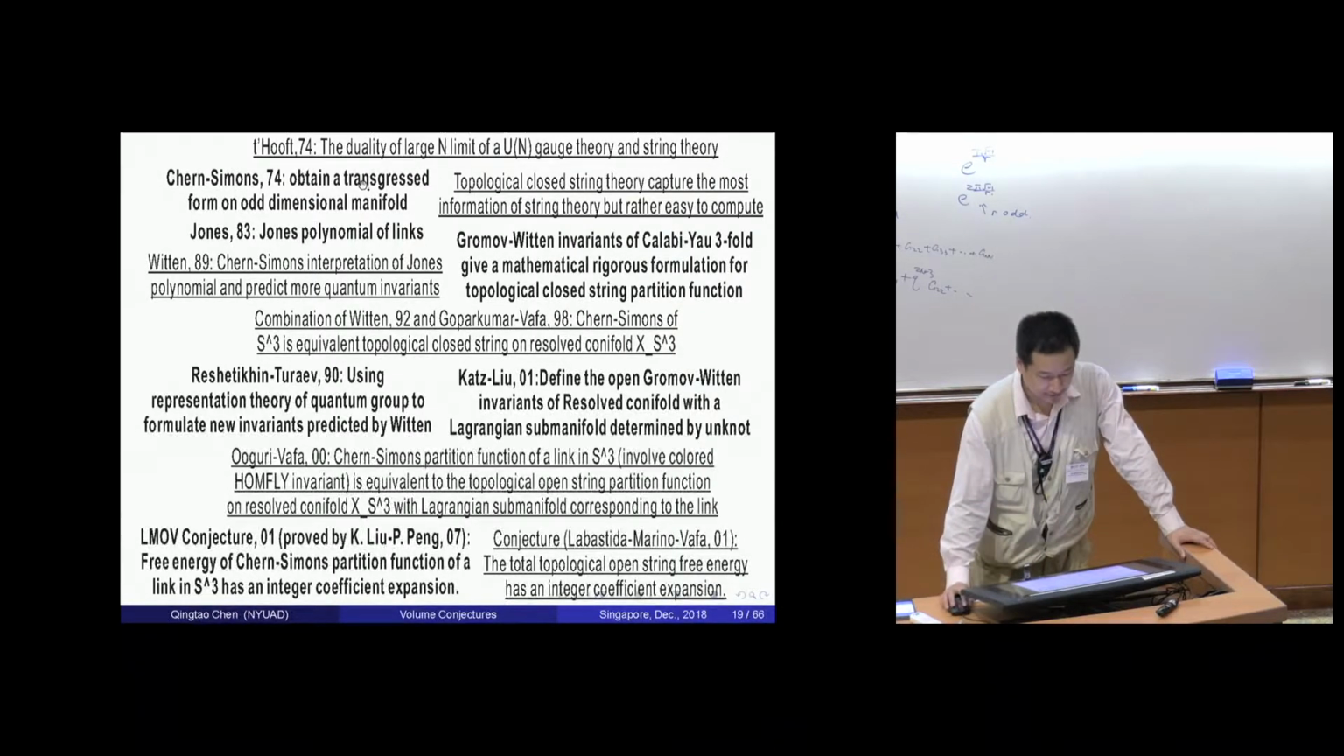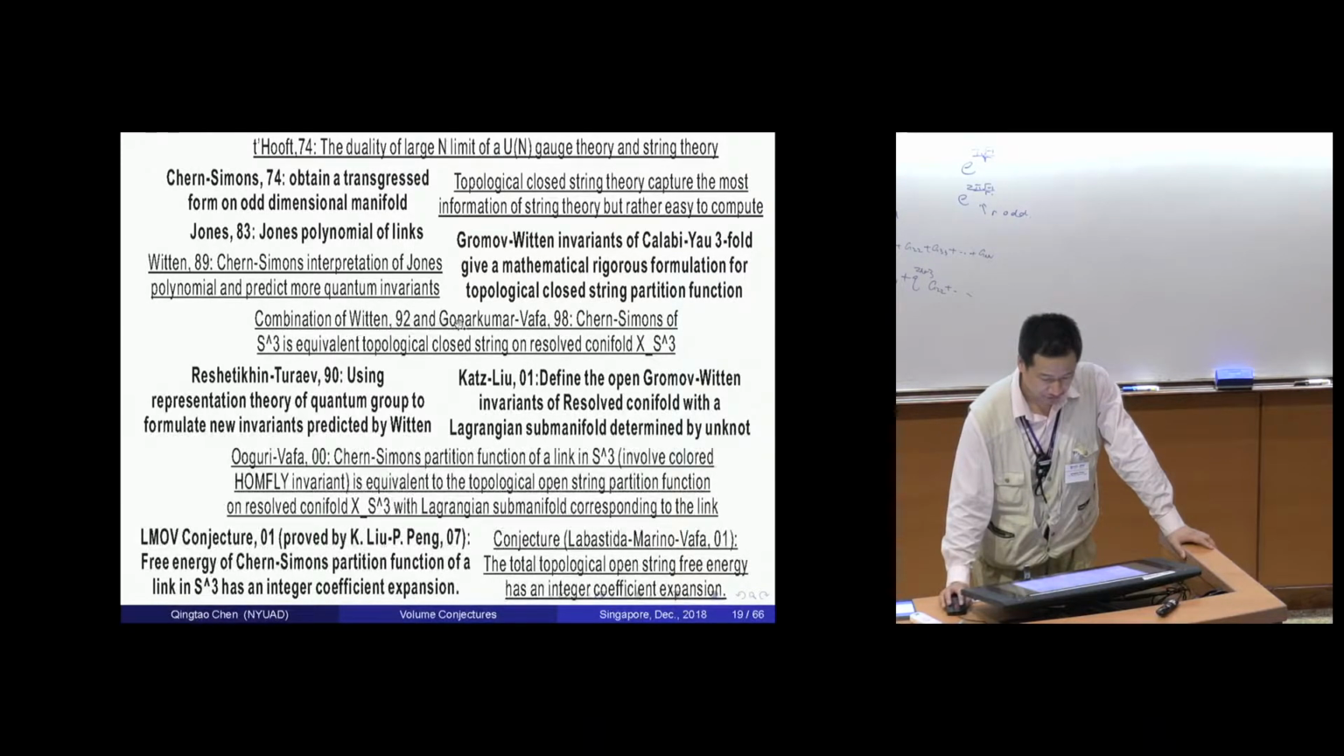You can see here the Chern-Simons functional was obtained in 1974. Then Witten's Chern-Simons, actually called quantum Chern-Simons, in 1989 interpreted the Jones polynomial and predicted a lot of quantum invariants. And then here is the closed Gromov-Witten, the closed topological string theory. The mathematical model is closed Gromov-Witten, and this is the first closed large N duality.